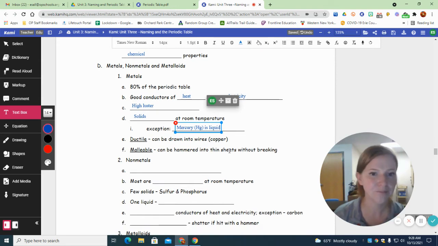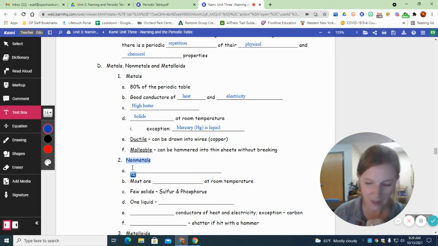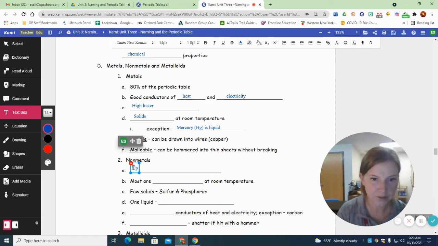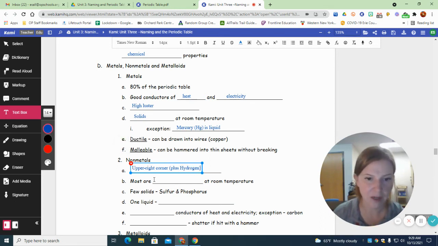They're not toxic. Metals also are ductile, which means they can be turned into wire. Copper is particularly good at this. Very malleable, so you can hammer it into thin sheets without breaking. Our nonmetals you're going to find in the upper right-hand corner of the periodic table. I'm also going to add plus hydrogen. Hydrogen, even though it's on the left side of the table, is still considered a nonmetal.